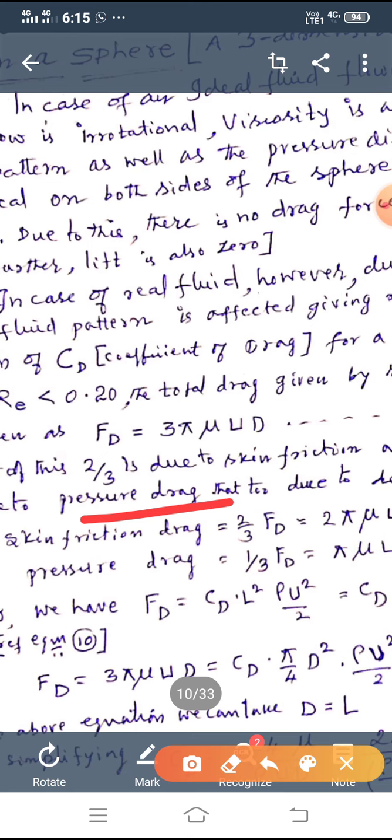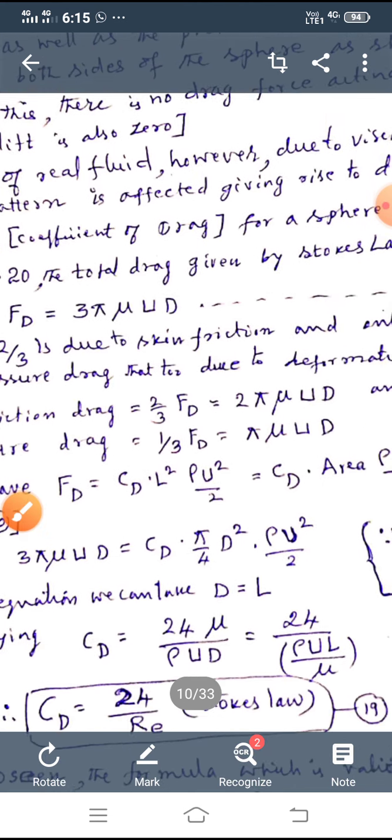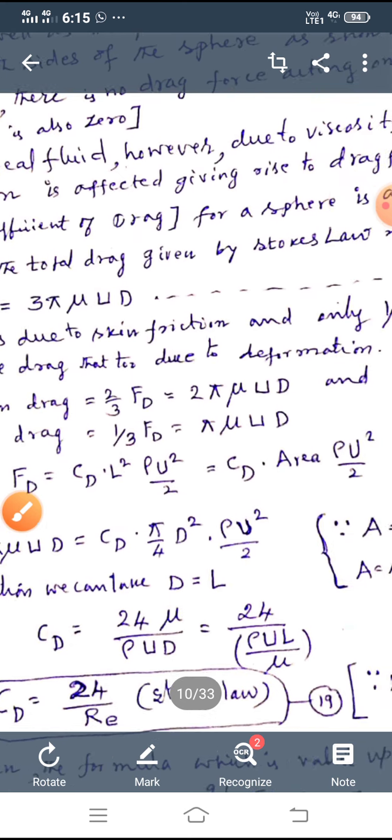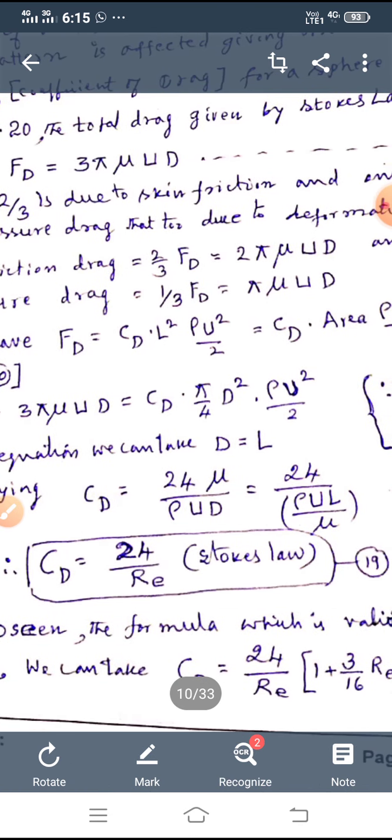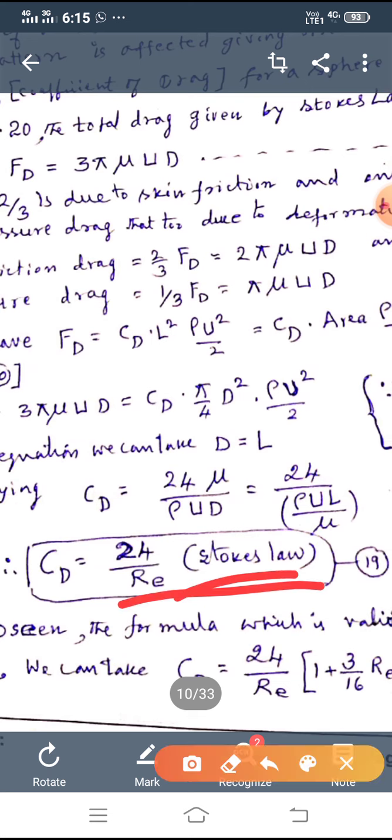Therefore, the general formula we know is Fd is equal to CD into area into rho U squared by 2. If you equate them, 3 pi mu U d is equal to CD into pi by 4 d squared into rho U squared by 2. We substitute pi d squared by 4 as area. Therefore, we can reduce this equation by simplification: CD is equal to 24 by Re, that is nothing but Stokes' law, which you have already learnt in Fluid Mechanics 1.